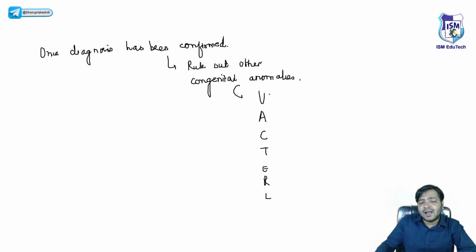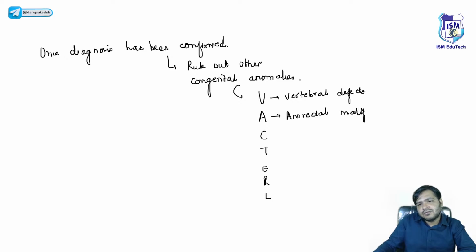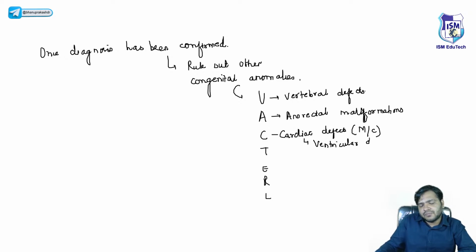Okay, now what does this VACTERL stand for? V stands for the vertebral defects. Vertebral defects. Okay, anorectal malformations. Anorectal malformations. Okay, cardiac defects. Cardiac defects. Okay, it is the most common one, and if you ask me which cardiac defects, we have the ventricular defects. We have to look for all these things now.